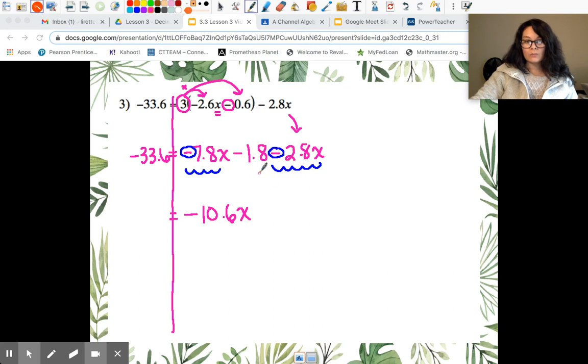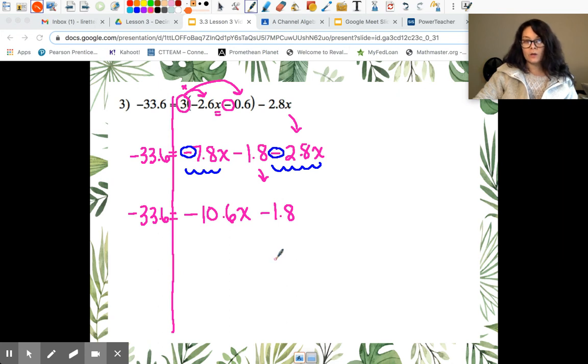This minus 1.8, which was our constant, didn't get combined with anything, so it's just going to come down for the ride, as well as this number on the left. And at this point, I should have taken care of all of my simplifying steps.